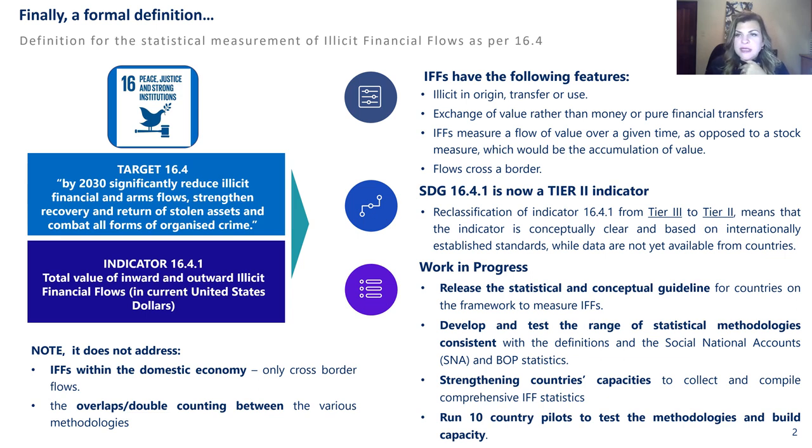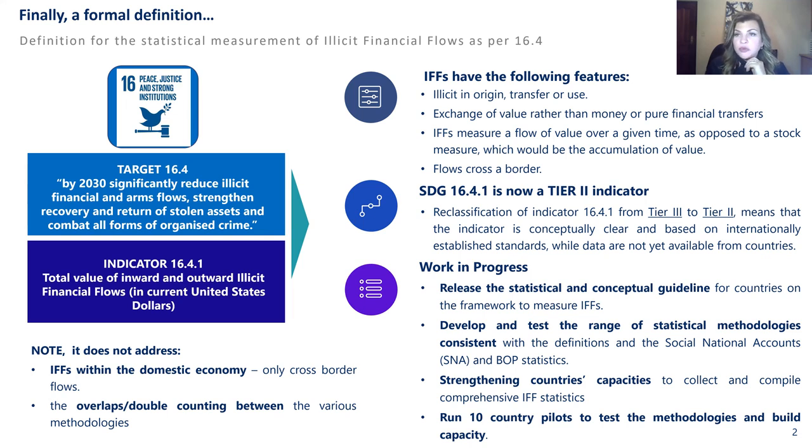What's very important to note here is that the current definition does not include IFFs in the domestic economy. So if there's corruption or state capture and that money remains at home and doesn't cross the border, then those particular illicit financial flows would not be included. This is problematic if you're trying to curb illicit financial flows and corruption in the domestic economy, but it doesn't stop a country from still working on that. It's just not relevant from a measurement perspective for SDG indicator 16.4.1.